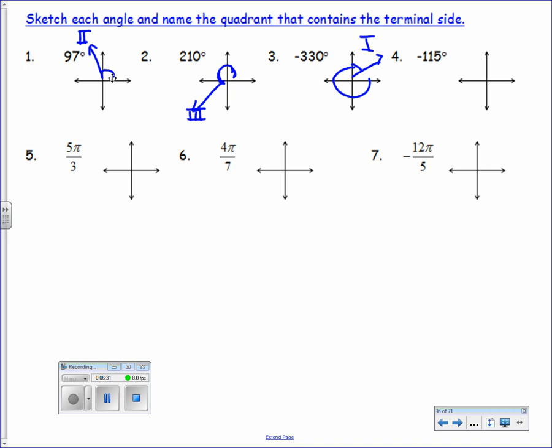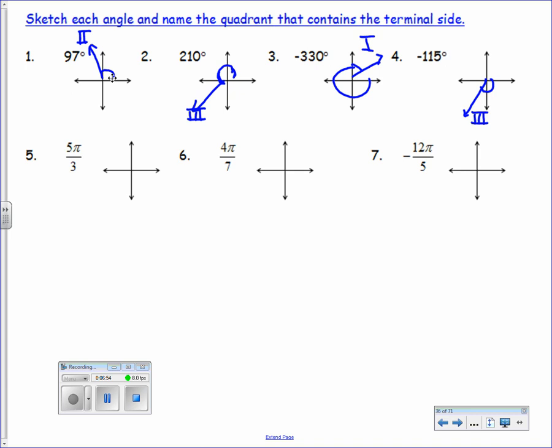Next, negative 115. Again, this is going to give me here. I'm going negative 90 and a little bit more than that. Again, draw in my ray, so I'm going from here to here. That's going to be my negative 115 angle, and again, I land in quadrant 3.